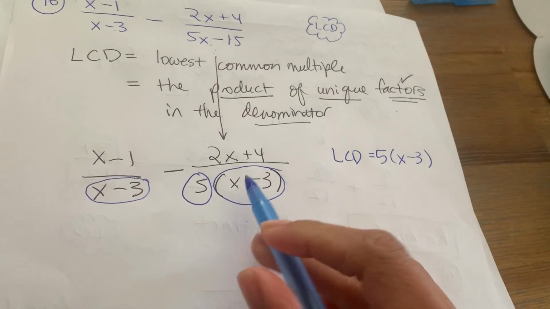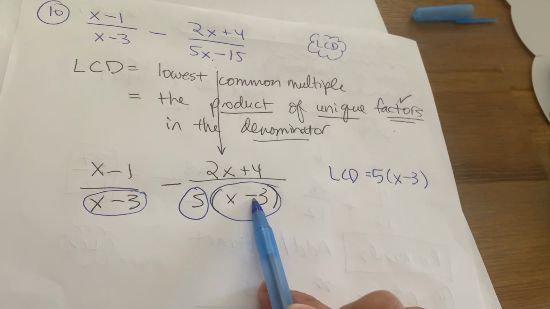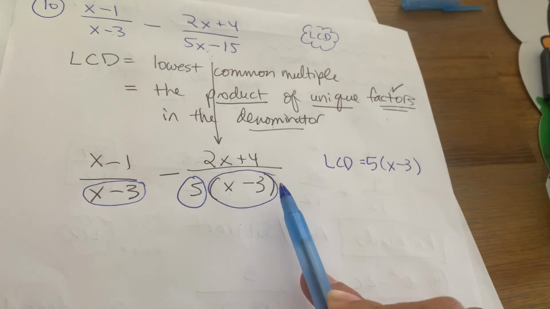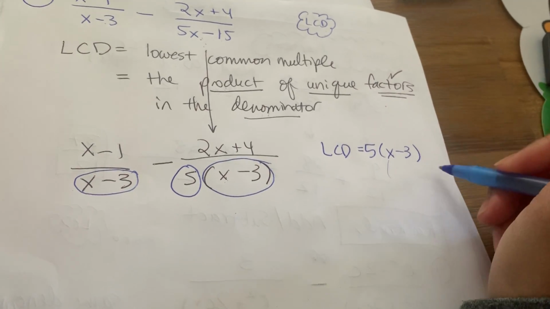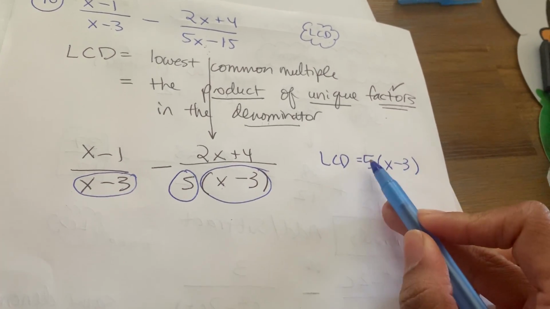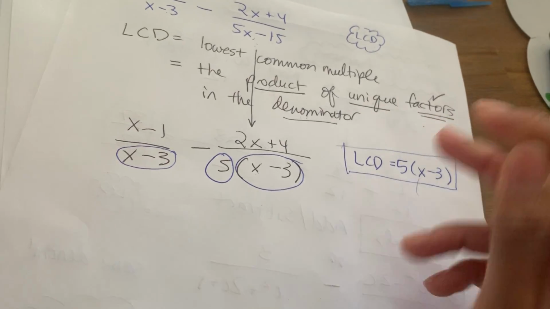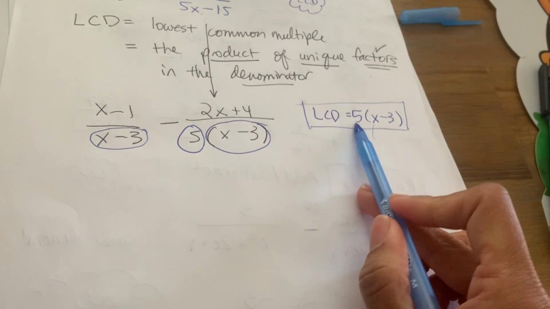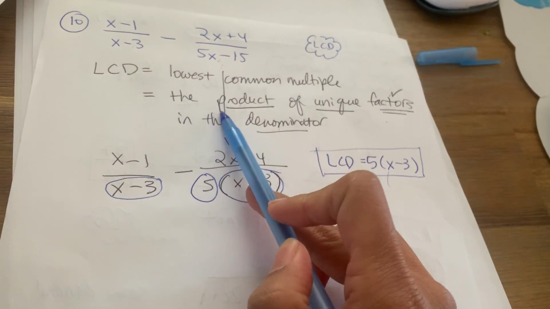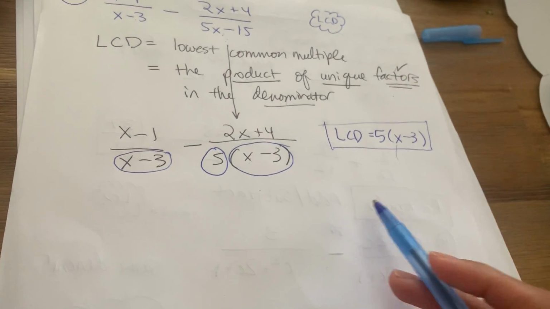However, notice that the word says the product of unique. So unique means that it only shows up once. Since x minus 3 already showed up as a factor here, I don't have to write x minus 3 again. It already showed up here. So it's just 5 times x minus 3. So that is the lowest common denominator based on this definition that the LCD is the product of unique factors in the denominator. So now what do we do?